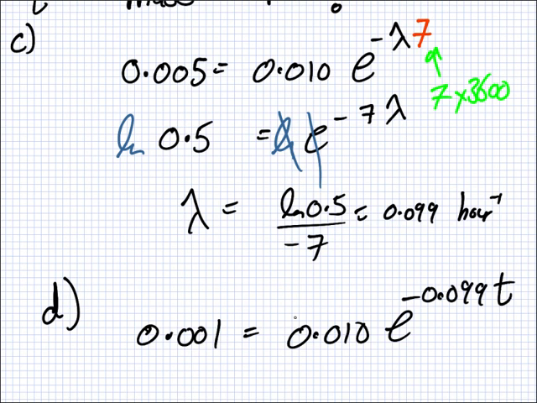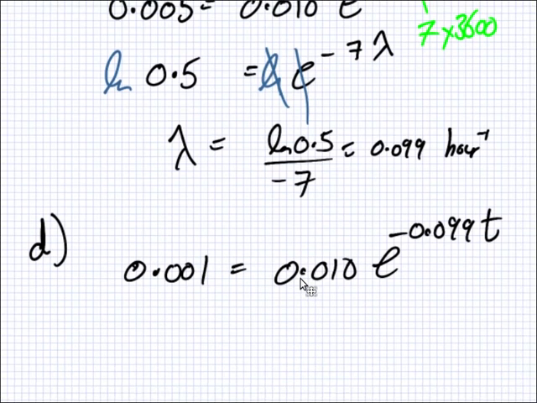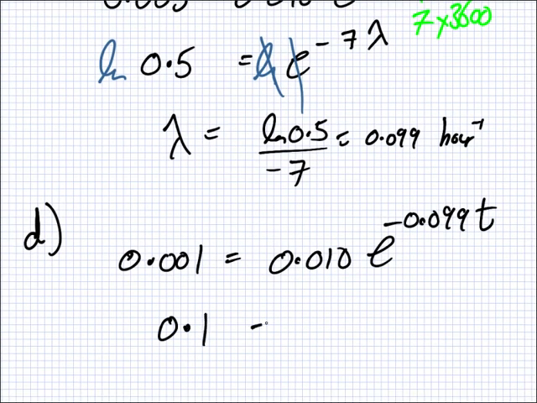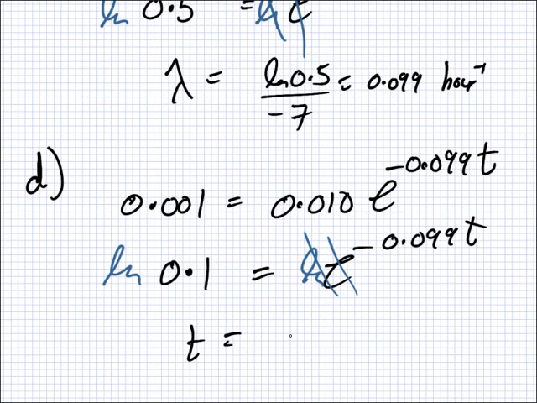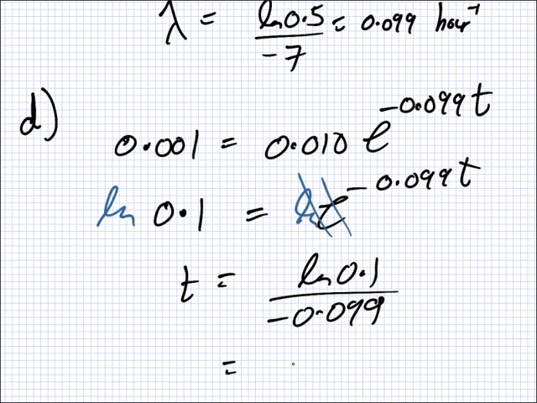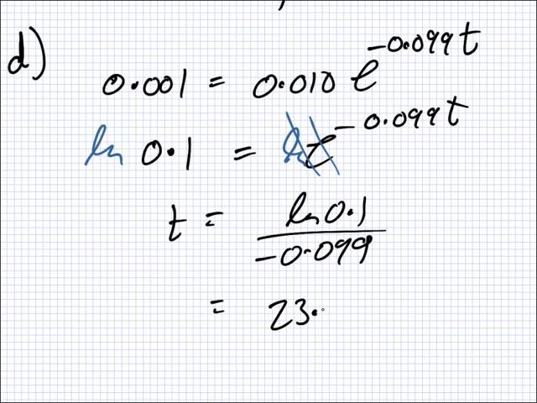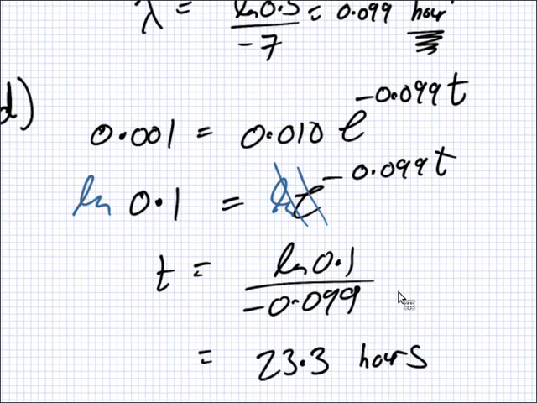So all I have to do is solve this, and then I have my answer. So that works out to be 0.1 equals e minus, you really know what to do now. What happens next? Log and log, cancel, cancel, and we have our t. Log 0.1 over minus 0.099, which is 23.3. What unit? Hours, because we're using hours for this here.